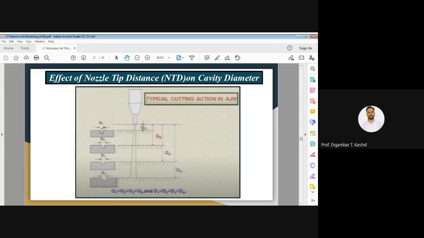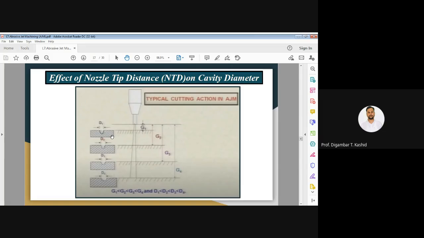If you increase this nozzle tip distance from G1 to G2, you can see the cavity diameter, that is D2, will be greater than D1. That means if you increase the standoff distance from G1 to G2, definitely your cavity diameter is going to increase. So D2 will be greater than D1. However, the depth beyond a certain limit will decrease.